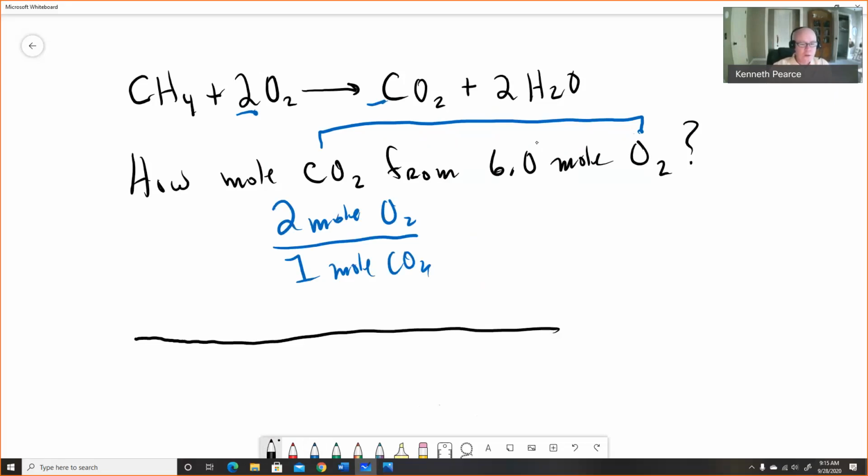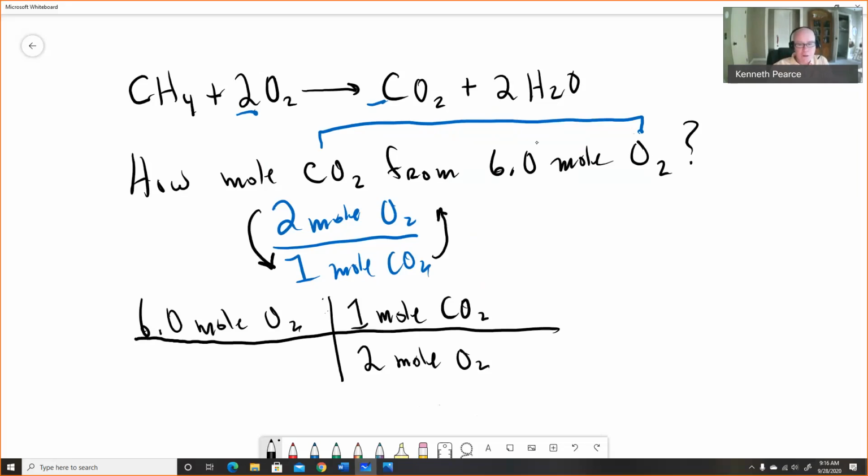So we're going to draw a line. We're going to draw another line, and we're going to start with our measured number, 6.0 mole O2. And it looks like the way I wrote down the mole ratio, we're going to have to flip that to get moles O2 on the bottom. Never be afraid to flip things, and so that becomes 1 mole CO2 for every 2 mole oxygen gas, and we're done. All we got to do now is just put this in our calculator, follow our rules for significant figures, and this is 3.0 mole CO2.